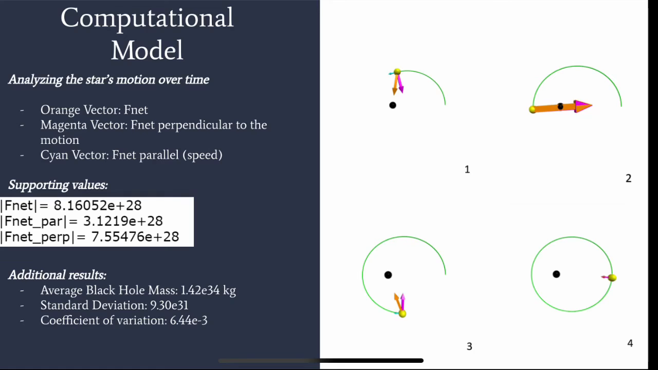The average black hole mass that we calculated was 1.42 times 10 to the 34 kilograms, and you can also see the span of deviation. From this, I calculated the coefficient of variation, which was extremely small, which means that my calculation for the black hole's mass was actually pretty accurate.